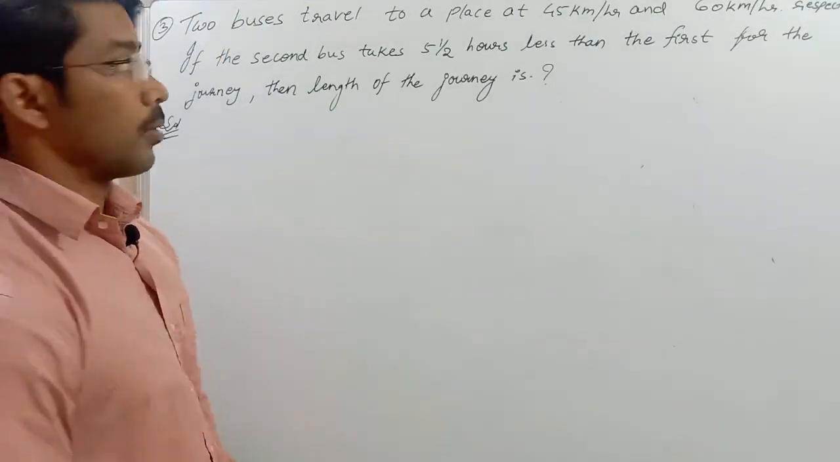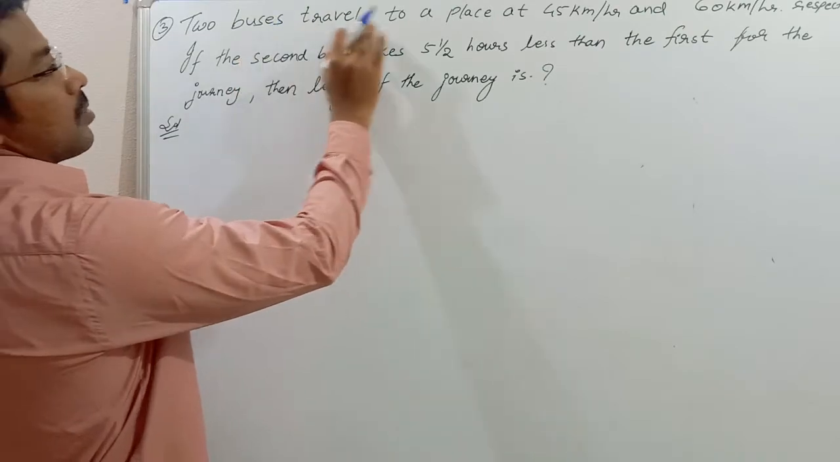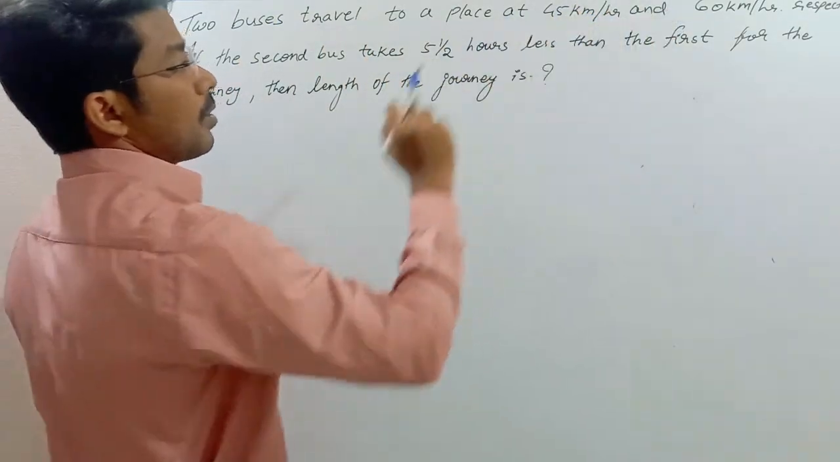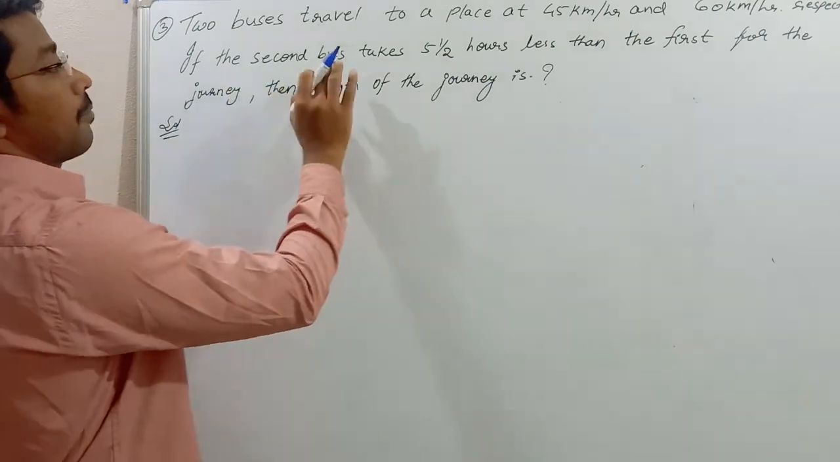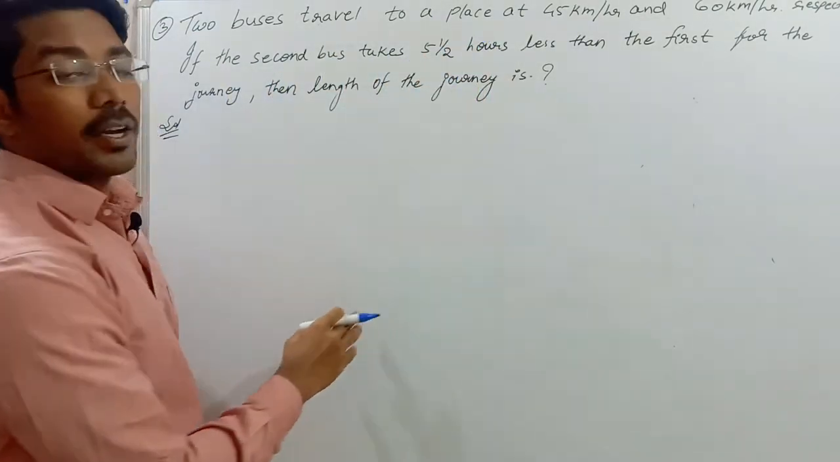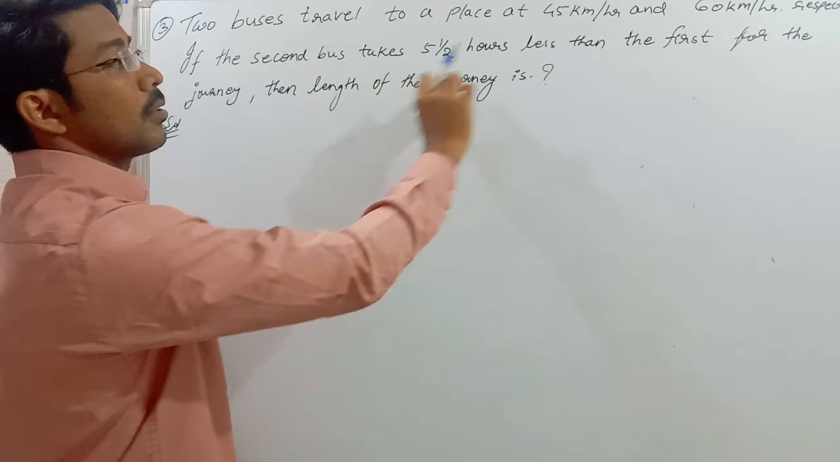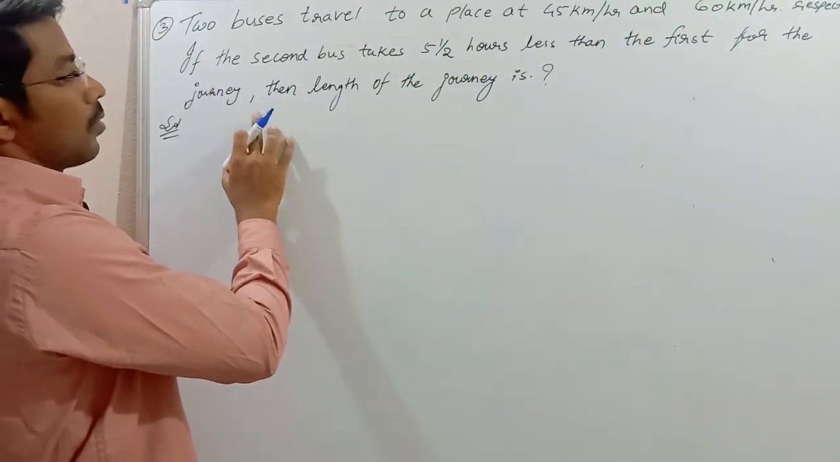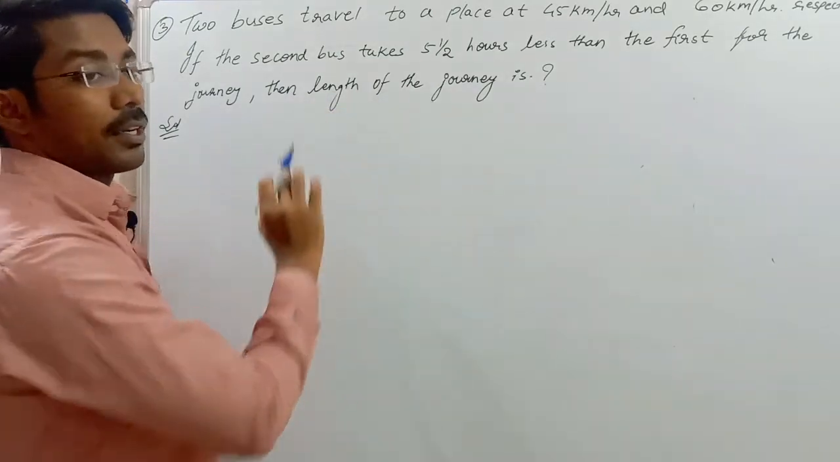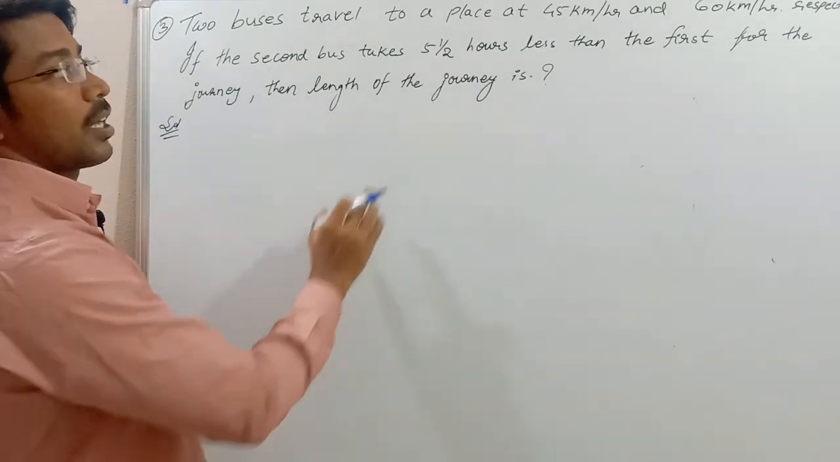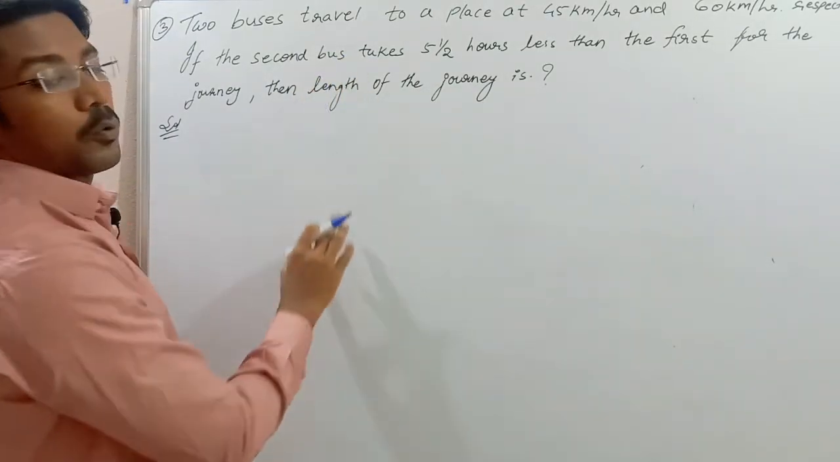Now the next problem. Two buses travel to a place at 45 and 60 kilometers per hour respectively. If the second bus takes 5.5 hours less than the first for the journey, then the length of the journey is, so we have to find the length of the path traveled by both buses.